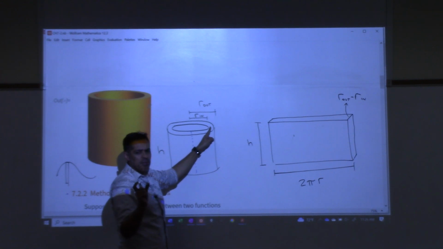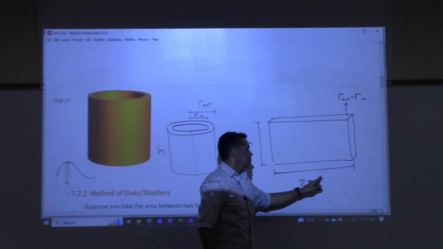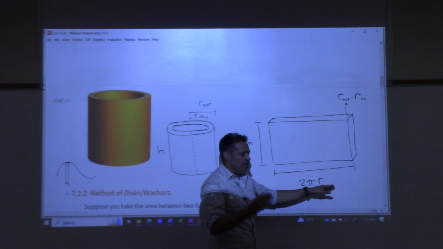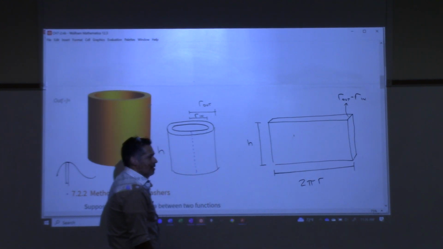How do you find a number between two numbers? If I give you two numbers, how do you find a number right in the middle of them? Yeah, you take their average. So you could do that. If we want, we could do R out plus R in, divided by 2, which would be the other formula.